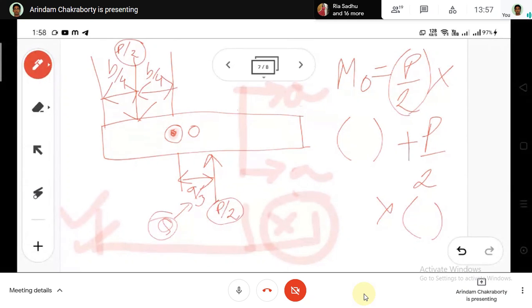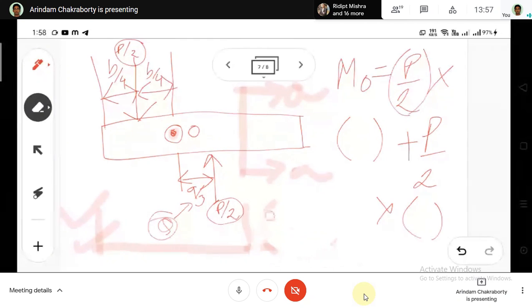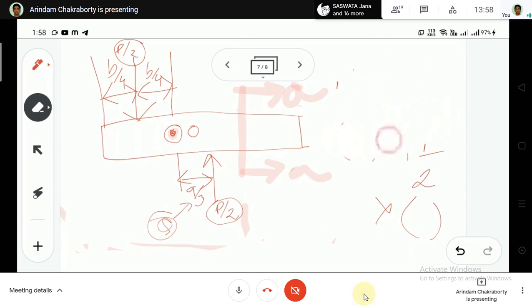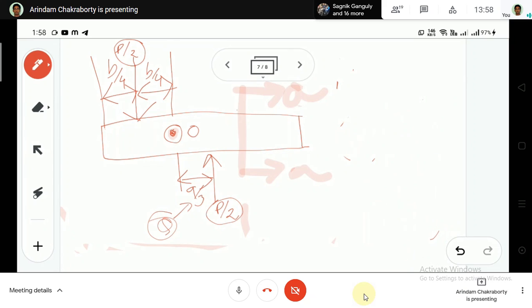Let me tell you something here. Most of you get afraid and ask, sir, is anti-clockwise always positive? No, it's on you. If you consider anti-clockwise as positive, it will be positive. If you don't consider anti-clockwise as positive, it's entirely on you. The magnitude will not change.